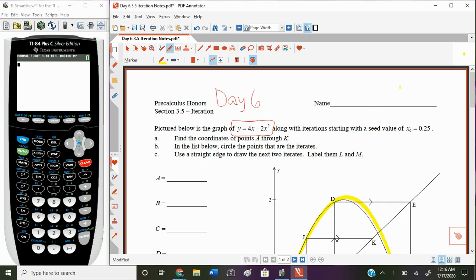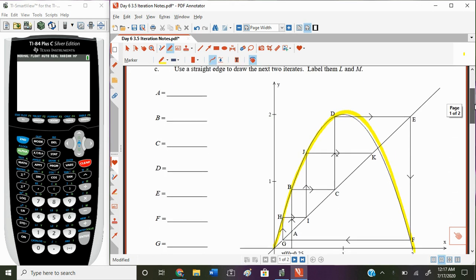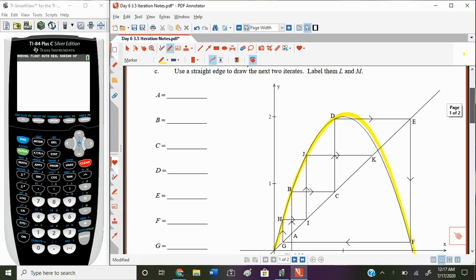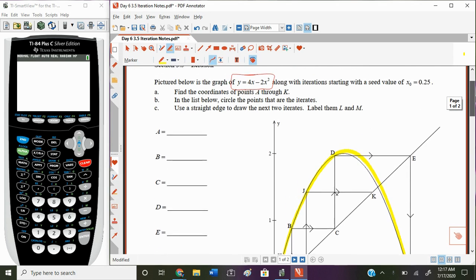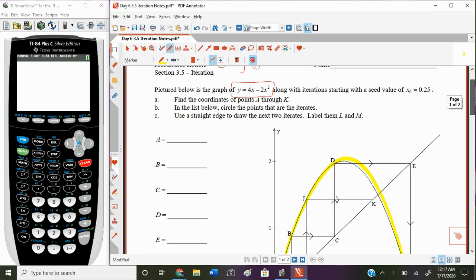Right, so today we're doing chapter 3, day 6, and pictured below is the graph of y equals 4x minus 2x squared, which is a parabola. And since it's negative 2x squared, that means that it should be opening downward, and I have highlighted it on this graph below. We'll talk more about all the other things on the graph in a second, but we're going to continue reading the problem. Along with iterations, starting with a seed value of x sub 0 equals 0.25.